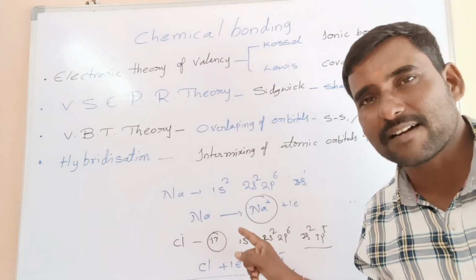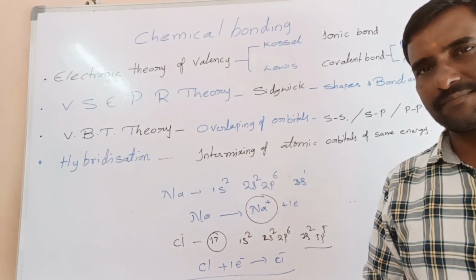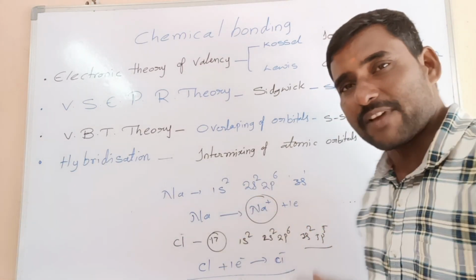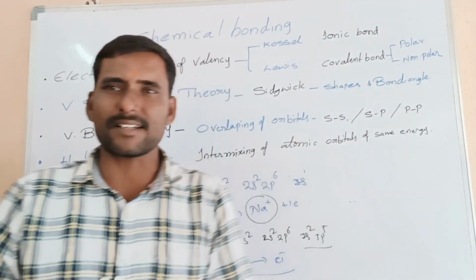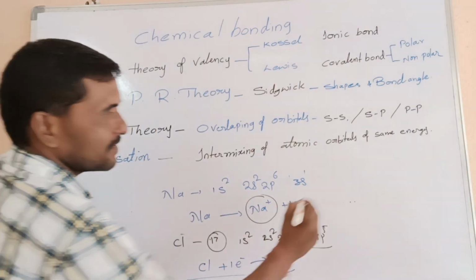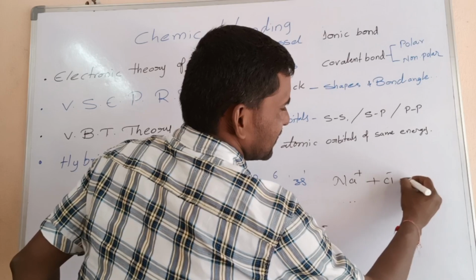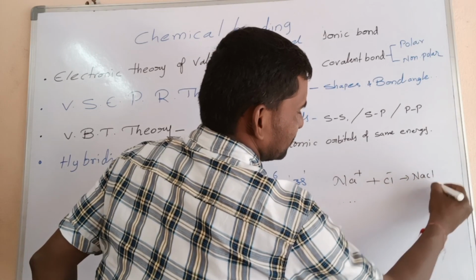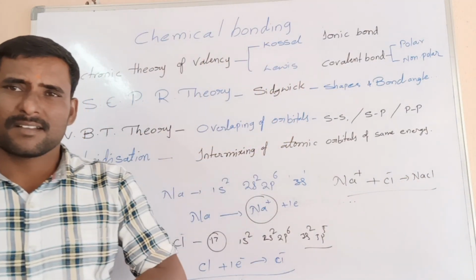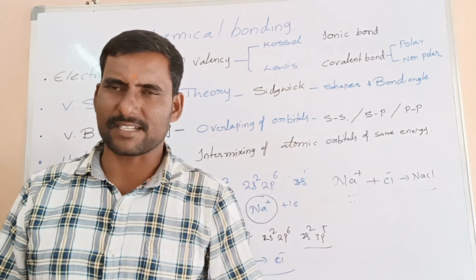Na+ is called a cation, Cl- is called an anion. In this way, positive and negative attract each other and form NaCl. Na+ and Cl- give us NaCl. This is the ionic bond. So many examples you can check.